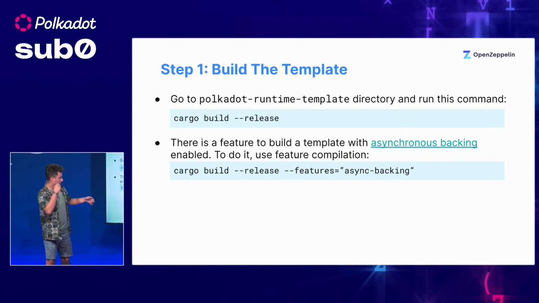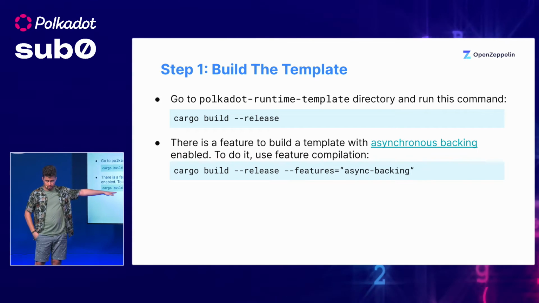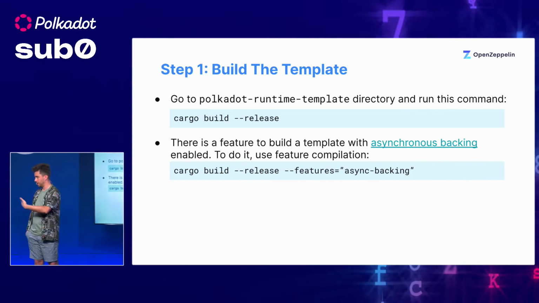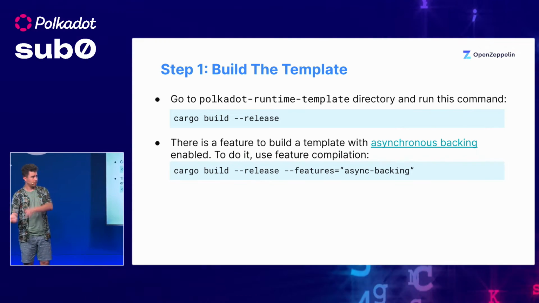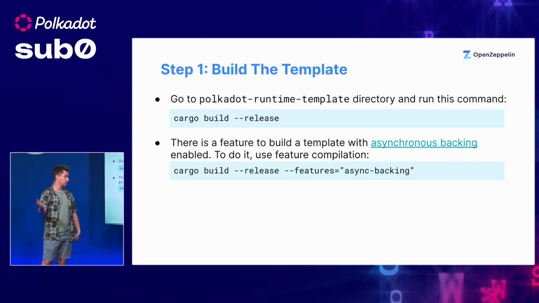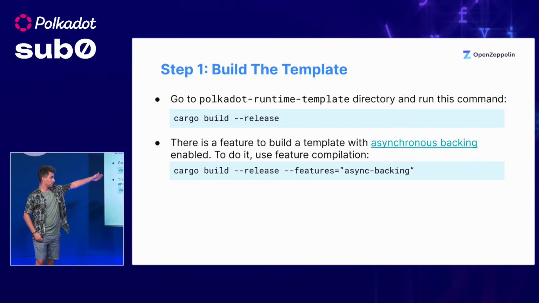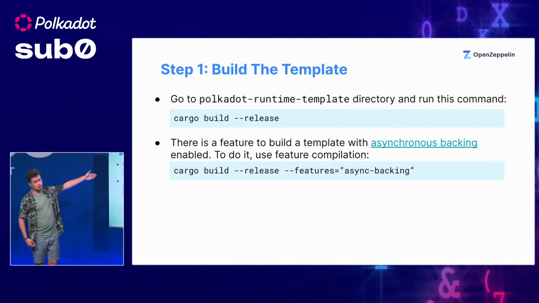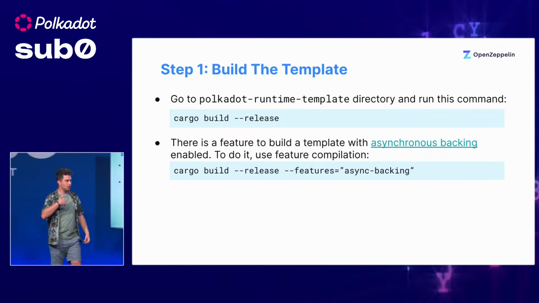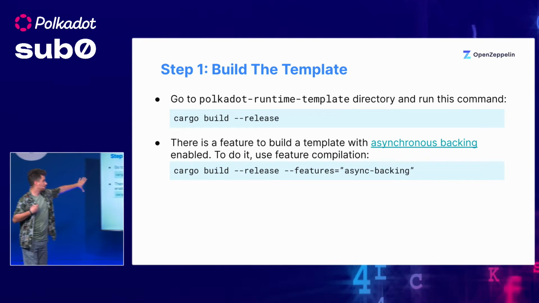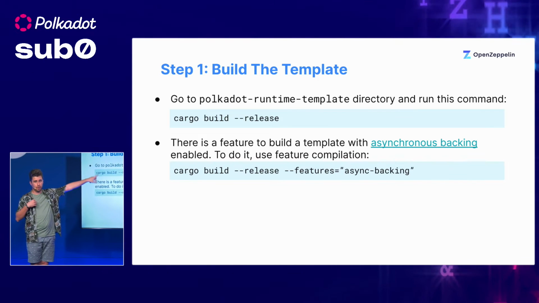So we have enabled it in our template just by using a feature. If you want to start building with our template and edit your own pallets, you just enable this feature, and it will work with async backend enabled. But you can still opt to go with just a simple release build. Up to you. These steps should be done from our repo, polkadot runtime template, if you have already cloned it.